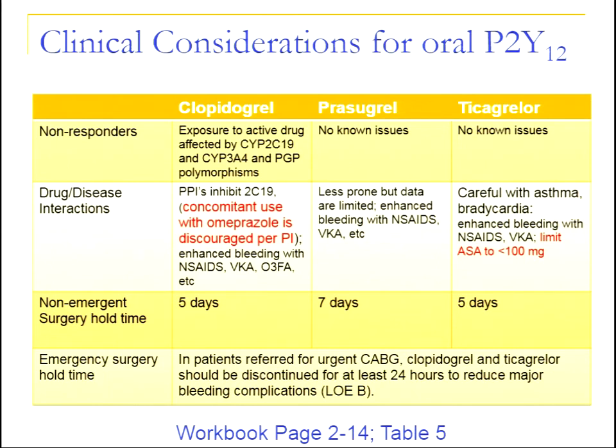Prasugrel needs to be held for 7 days to reduce the likelihood of CABG-related bleeding, surgery-related bleeding. And ticagrelor carries the same holding time for elective CABG. Now, for emergent CABG, the guidelines do state that you can take a patient on to surgery if they're receiving clopidogrel or ticagrelor within the next 24 hours. So if there's an emergency situation, you reduce the risk of surgery-related bleeding by just waiting 24 hours if you can.